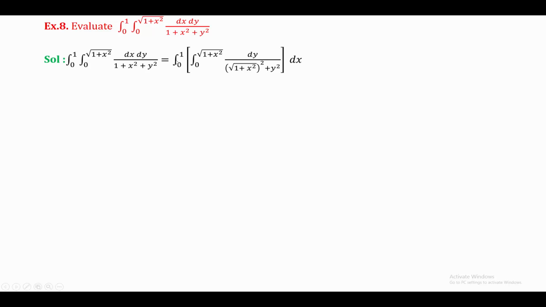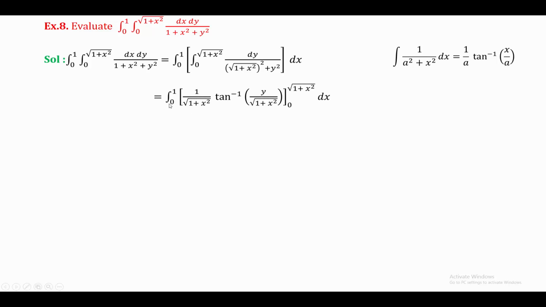See here, first integration limit 0 to 1, inside the bracket integration limit 0 to square root 1 plus x square, dy upon 1 plus x square is square root 1 plus x square its square plus y square. Now this is integration with respect to y into dx. Now for this term use the formula of integration 1 upon a square plus x square dx equal to 1 upon a tan inverse x upon a. Use this formula here. Here a is square root 1 plus x square and x equal to y.